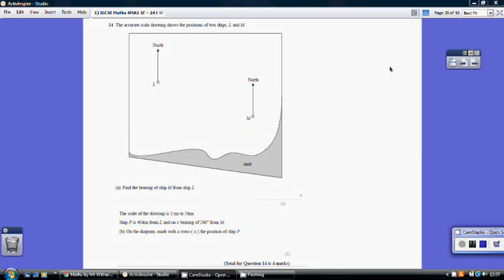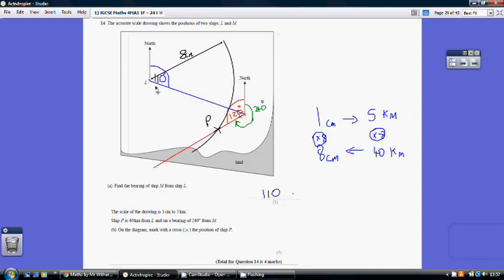Question 14. So we've got to find the bearing of ship M from ship L. So we've got to measure the angle at L. So what we do, pop a line in from L to M, and then we measure the angle from north, but measure it clockwise. With bearings, we always measure from north, and we measure clockwise. So that's going to be 110 degrees using a protractor.